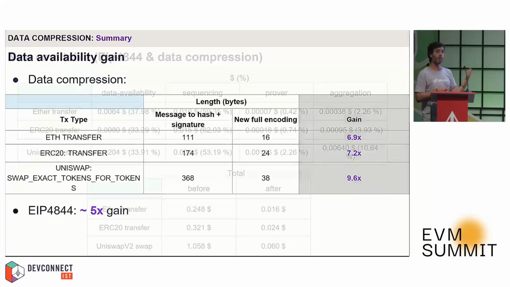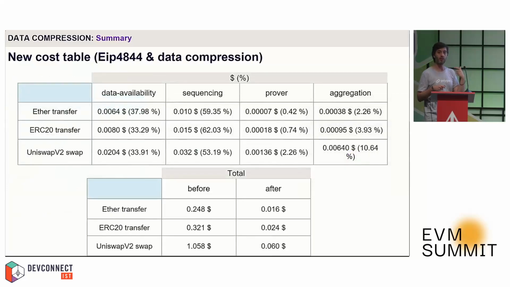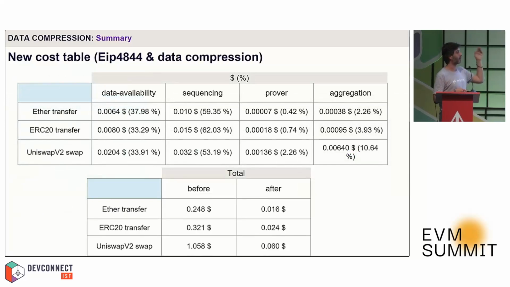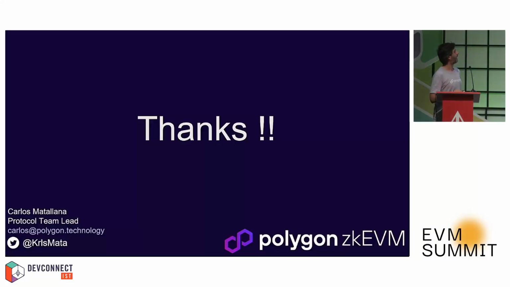At the very end, if you remember the table at the very beginning, the data availability cost was about 95% of the cost of the layer 2 transaction. Now it goes down to around 35%. So now we have to put more focus on the sequencing part and do some gas optimization regarding this layer 1 smart contract. And that's it. Thank you very much.